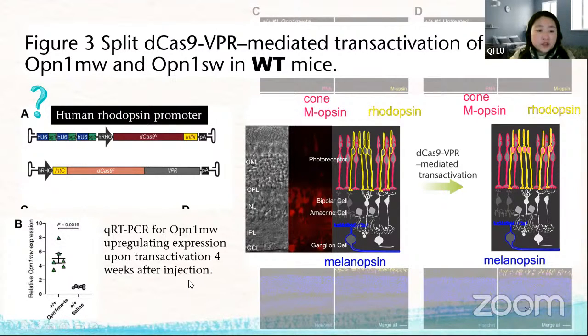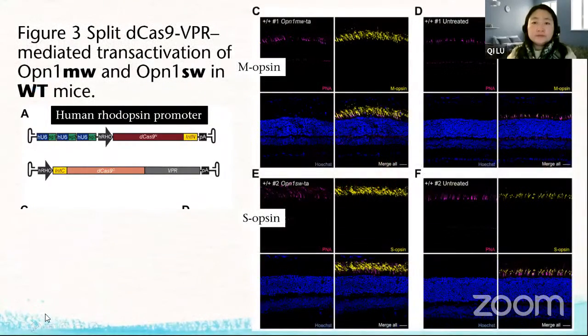Four weeks after injection, we can see that there is an increase in the opsin middle-wave expression in the treated retina. Here, using RNA sequencing, they're looking at M-opsin or S-opsin. This is the data from the first animal, and this is the data from the second animal.